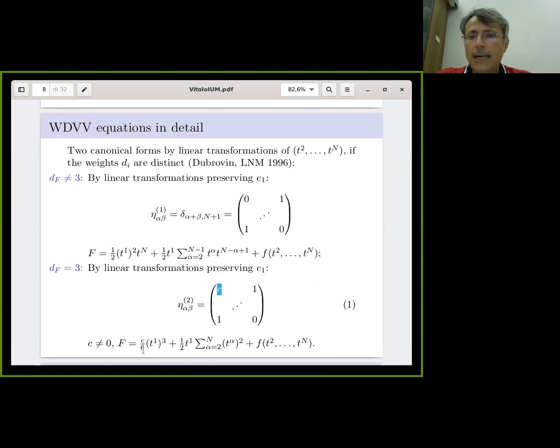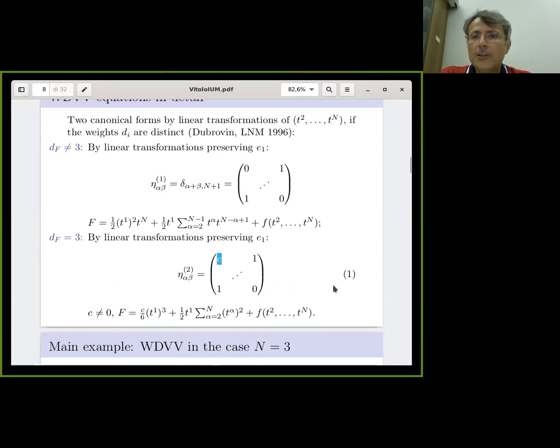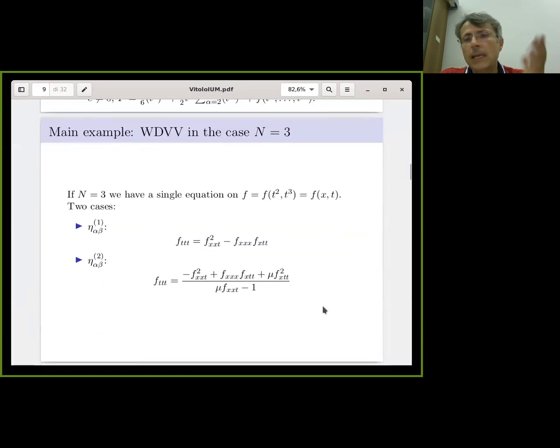And you can construct a capital function, capital F, which corresponds to this choice of eta. And again, the unknown part is a kind of tail, which depends only on the variables t2, tn. Okay, so we have two canonical forms. By the way, these two canonical forms can be reached when the weights di, the homogeneity weights, are distinct. So this is a kind of restriction. I will tell you how to escape from this restriction, but a bit later.